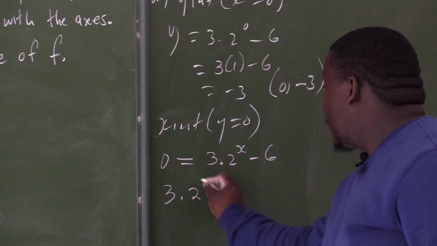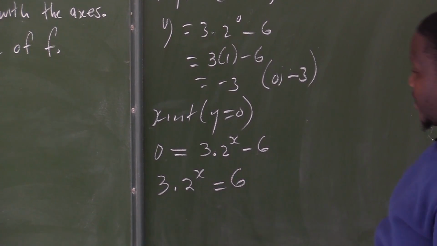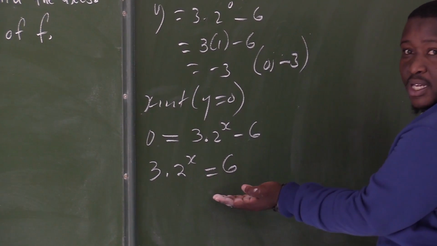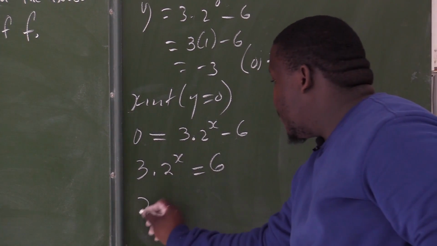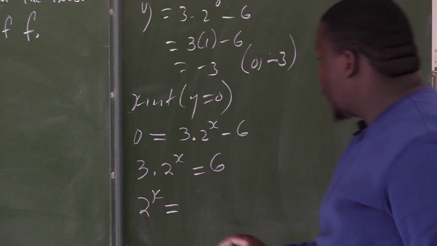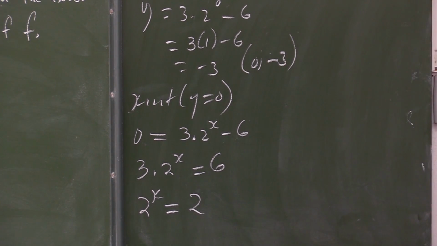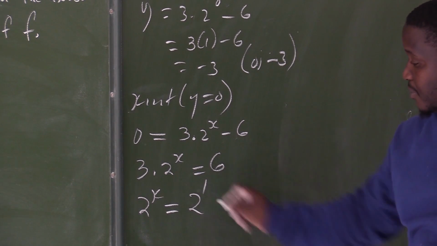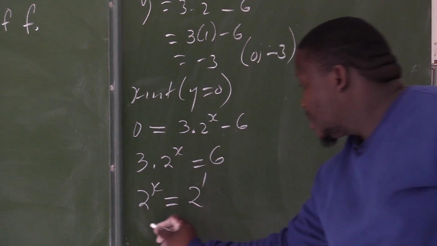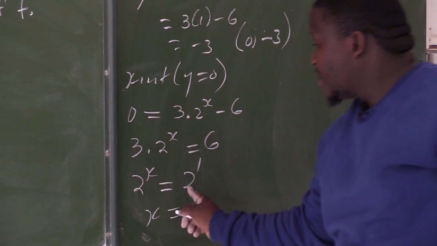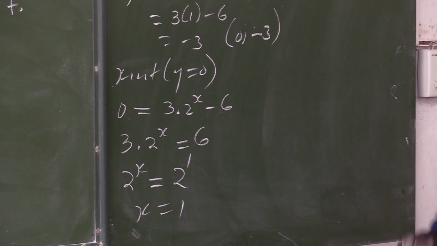3 times 2 to the power of x is equal to 6. Divide by 3, then you'll be left with 2 to the power of x is equal to 2. Remember, this 2 is the same as 2 to the power of 1, which means x is 1 because the bases are now the same. You can drop the bases.